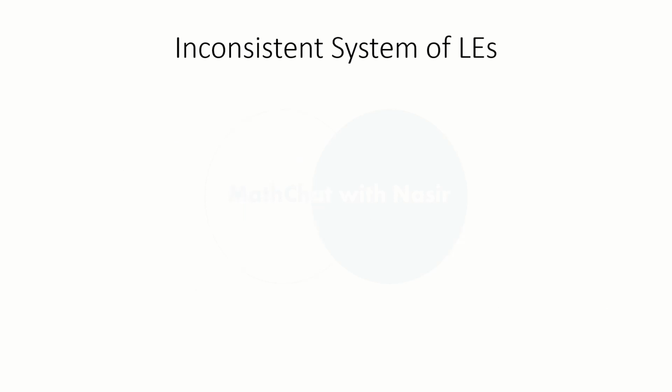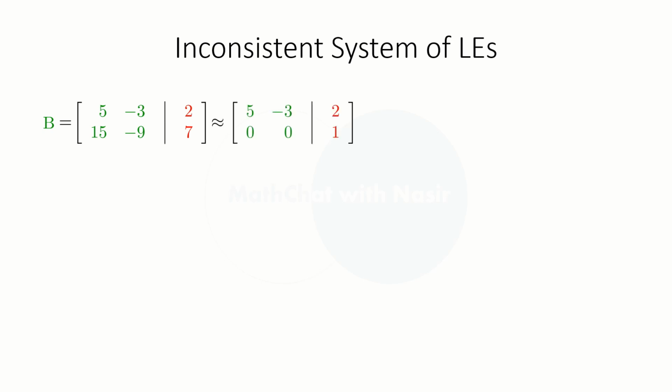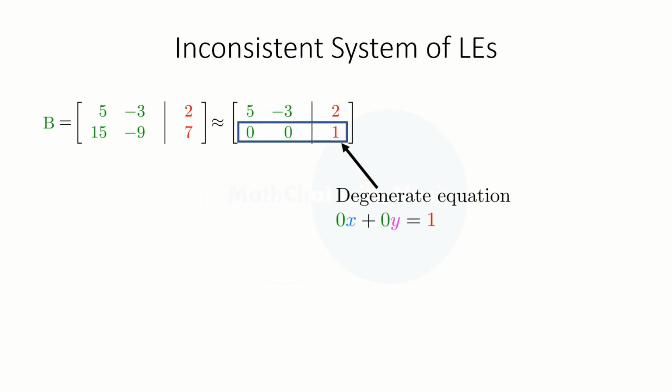Let us see how the rank of the coefficient and the augmented matrices can determine whether a non-homogeneous system of linear equations is consistent or inconsistent. Suppose B is the augmented matrix of a system of linear equations. This is the echelon form of the augmented matrix B. You see that there is one degenerate equation, so the equations are inconsistent. Notice that the rank of the matrix B is equal to 2.